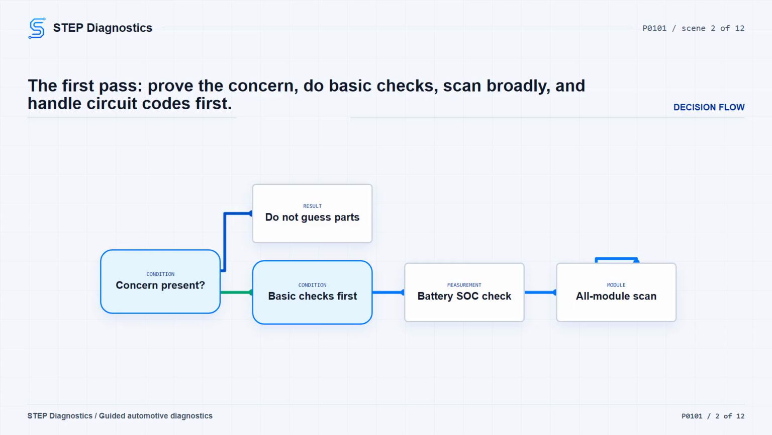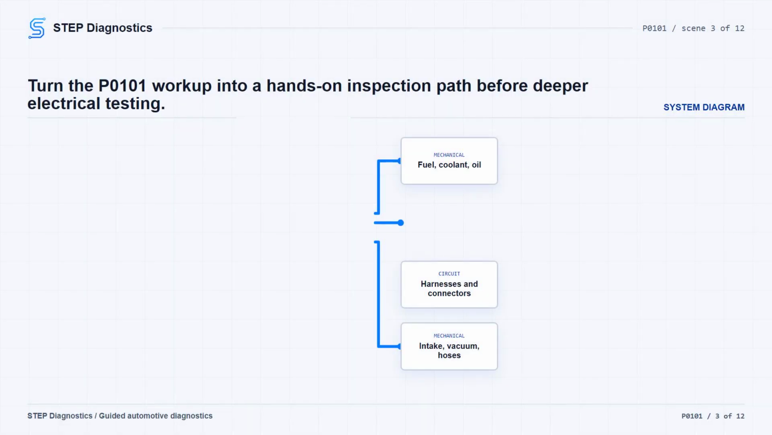Then scan the vehicle broadly. If other codes are present, use them to decide where to start. Circuit-related codes get handled before system or performance-type codes. If several circuit faults point in the same direction, look for a shared power or ground issue instead of chasing each one separately. Once the basic direction is set, inspect the vehicle like a technician, not like a parts catalog.